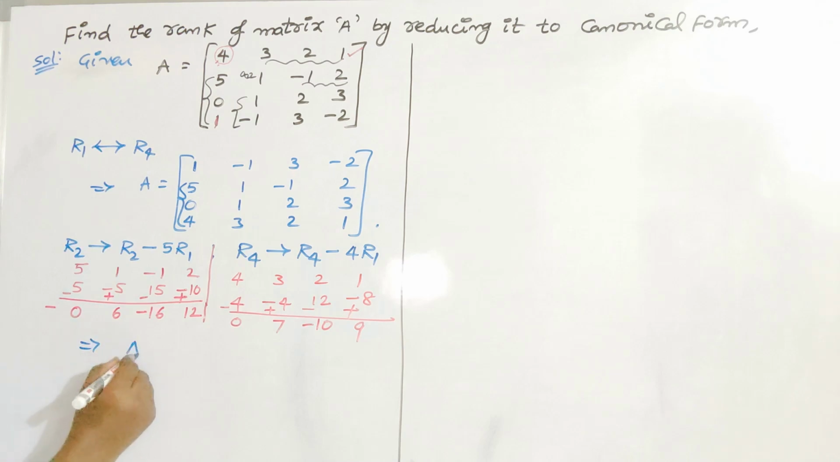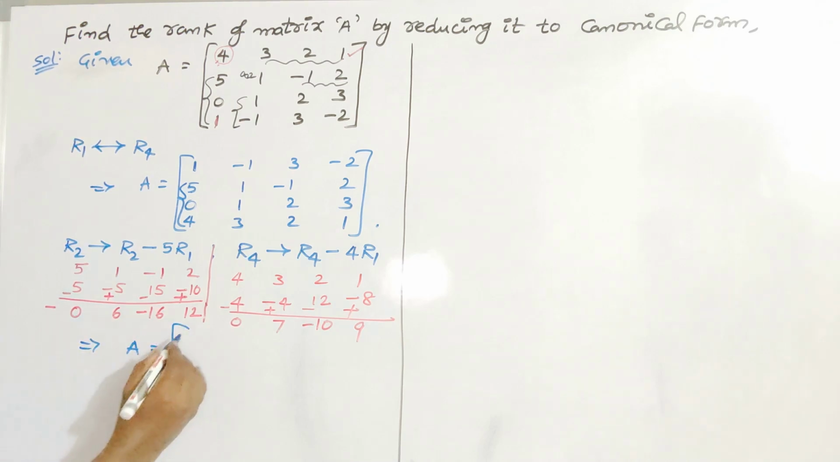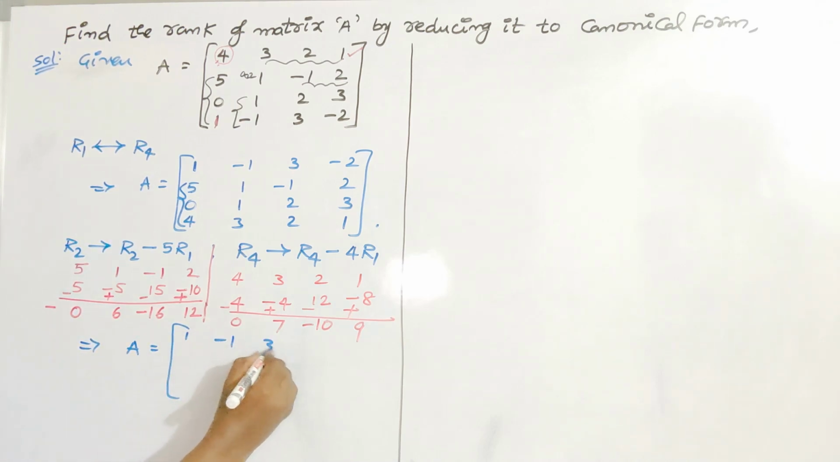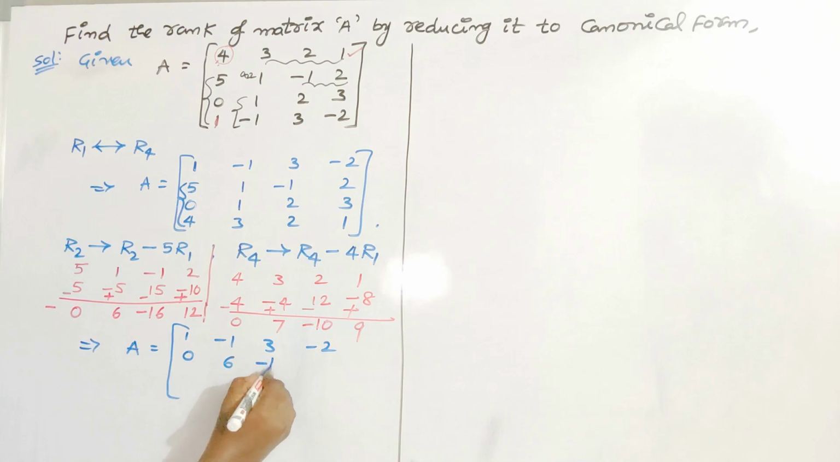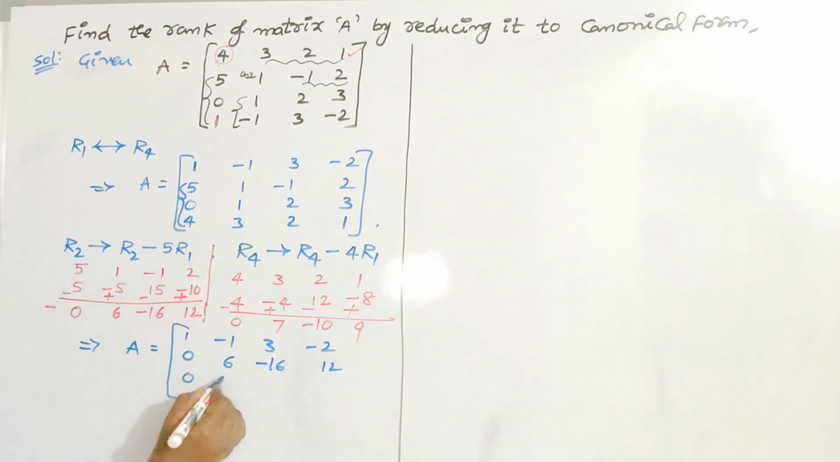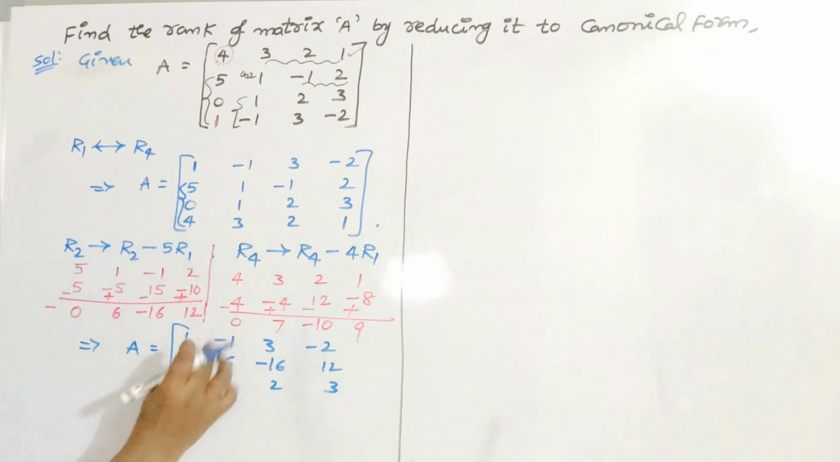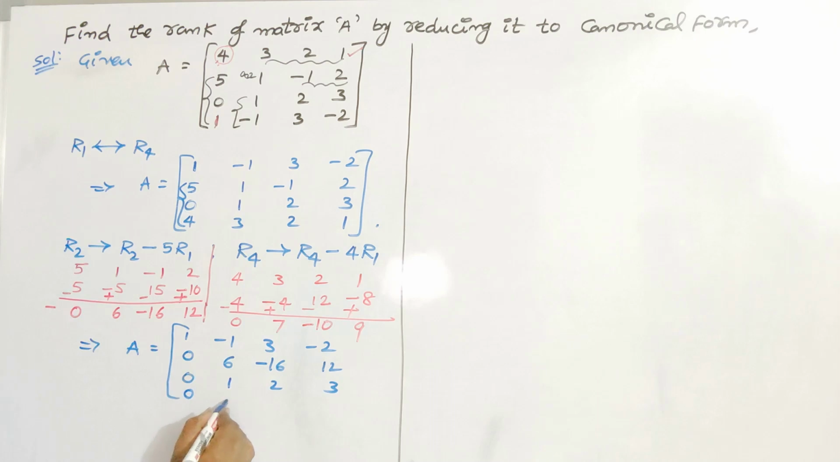So the above matrix becomes: 1, minus 1, 3, minus 2. Second row is 0, 6, minus 16, 12. We are not disturbing the third row, so the third row is the same: 0, 1, 2, 3. Next, the fourth row: 0, 7, minus 10, 9.